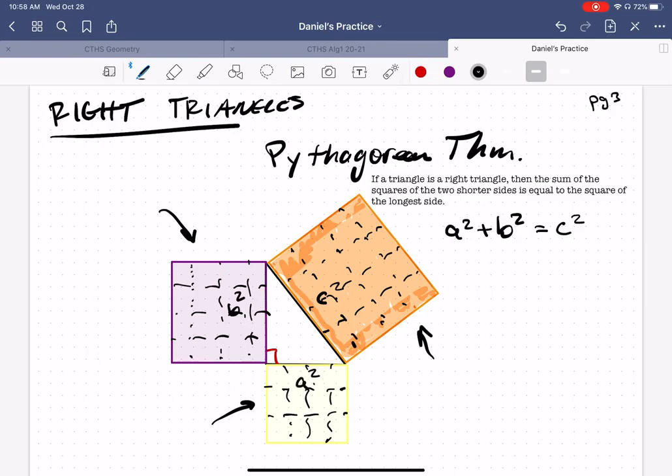If I created a square with side length equal to the side length A in this triangle, and I created another square with side length equal to the side length B in the triangle, then the area of those two squares will equal the area of the square created by the side length C, okay?